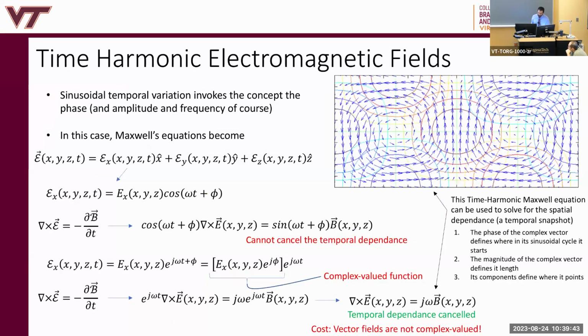So sinusoidal temporal variation invokes the concept of phase and amplitude, of course. Now that we're talking about sinusoids, we're talking about their amplitude, their phase, and so forth, right? If you had some square wave, what is the phase of a square wave? You could probably define the phase of a square wave if it's periodic. But some random temporal function, some squiggly line in time, has no meaning for phase. But now we're talking about sinusoids. We have phase and amplitude and frequency.